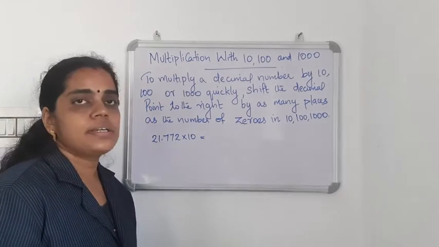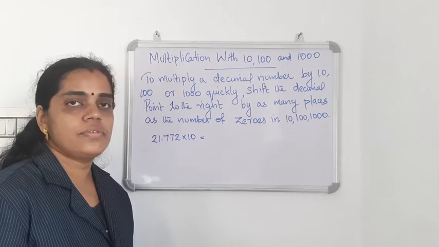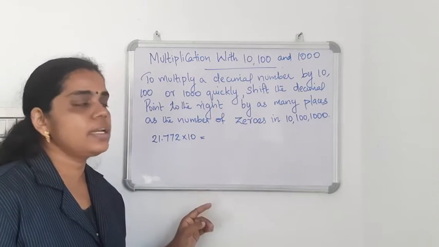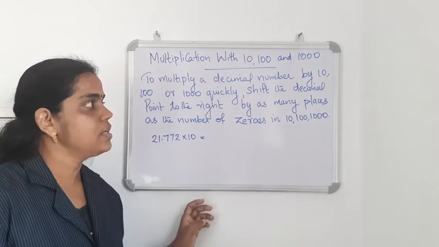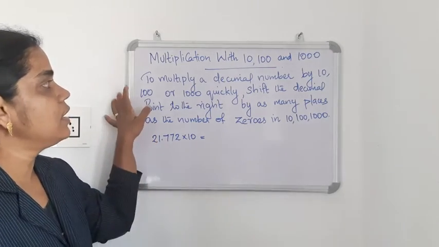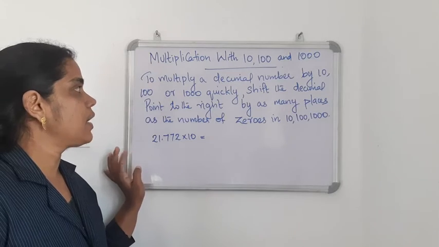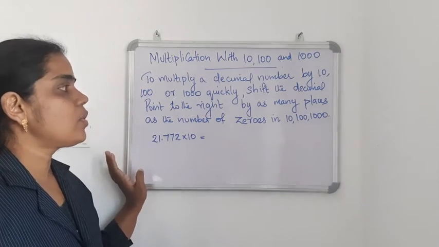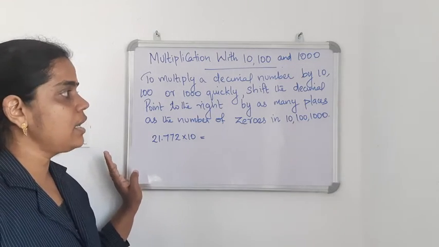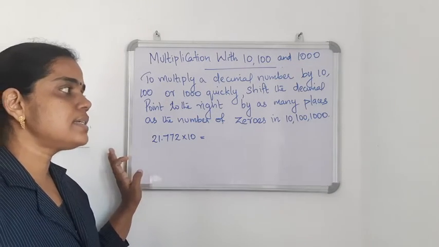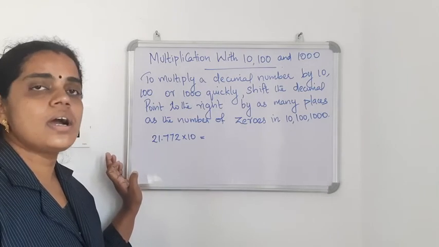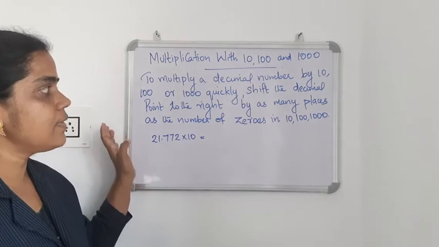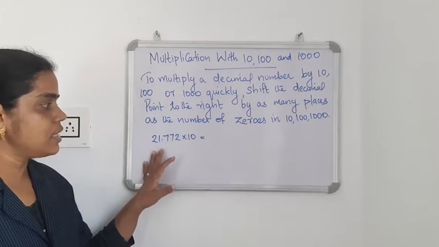So this is a special case. Without a multiplication itself, we can find out the answer because it is multiplication with 10, 100 and 1000. So the method is that to multiply a decimal number by 10, 100 or 1000 quickly, shift the decimal point to the right by as many places as the number of zeros in 10, 100, 1000. What is the meaning of this statement?